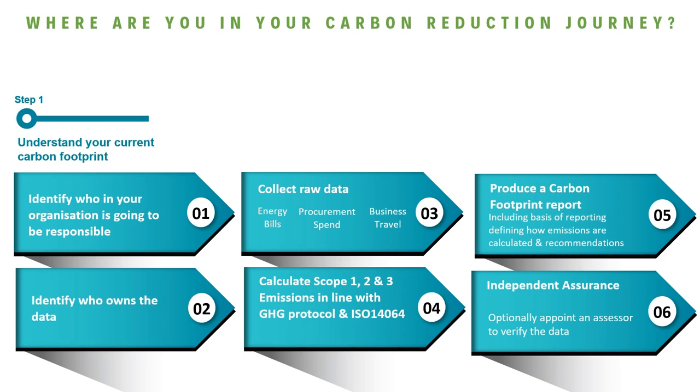To understand where you are, we need to measure. We're going to need to collect that data, for example, energy bills, information about procurement spend and details of business travel. We will need to categorize the data and calculate what is Scope 1, 2, and 3. The Greenhouse Gas Protocol and ISO 14064 provide methodologies we should follow to do this. Having collected the data, we can produce a carbon footprint report. This should identify how the emissions were calculated and make some recommendations for improvement. Lastly, and this is an optional but recommended step, we should gain some independent assurance of the data.